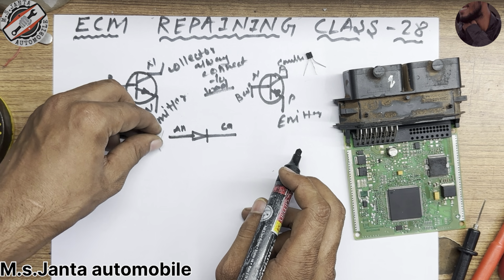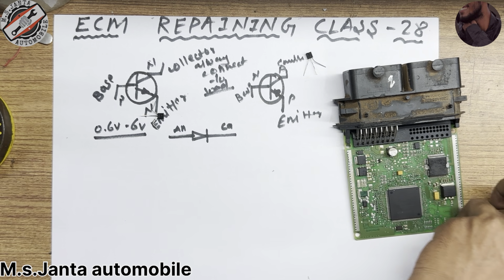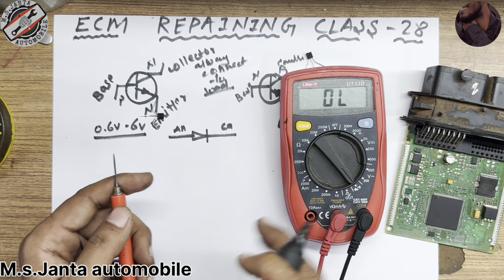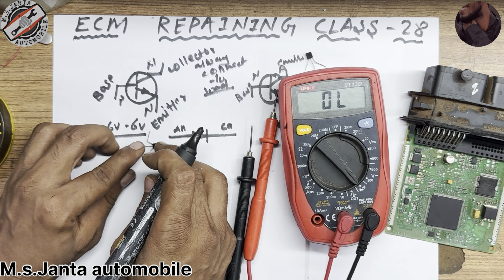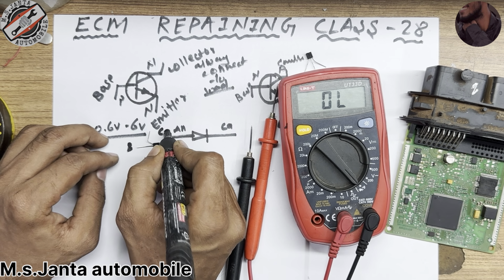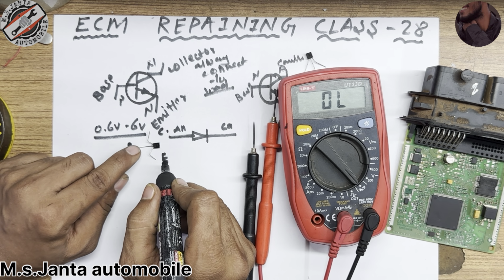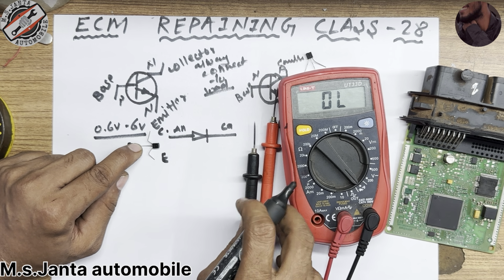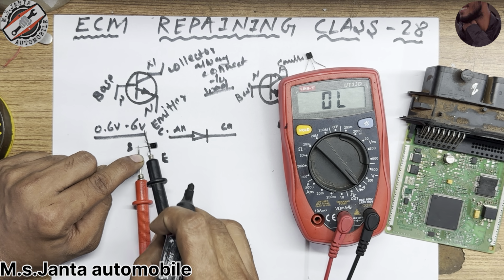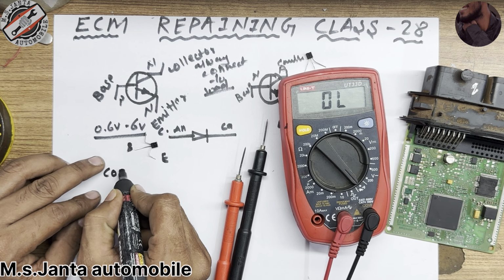So how? Let's see. Suppose we have a multimeter, and I have set the multimeter in continuity, and we have a transistor here, same as it is here. This is the base, this is the emitter, and this is the collector. Now I am going to take the common red terminal common to the base. We will check here and here like that.